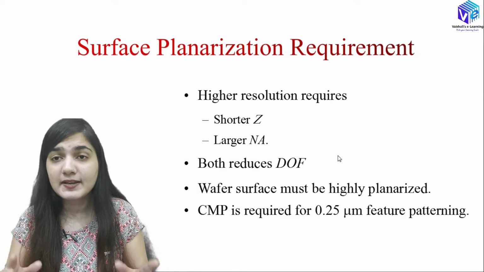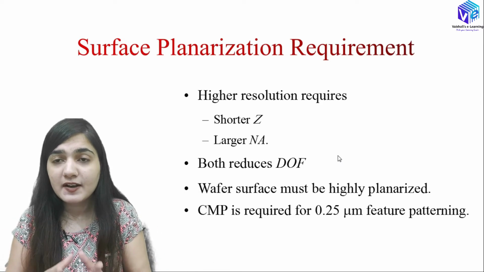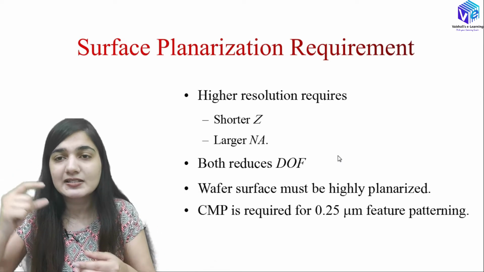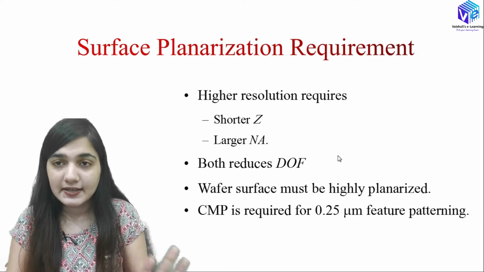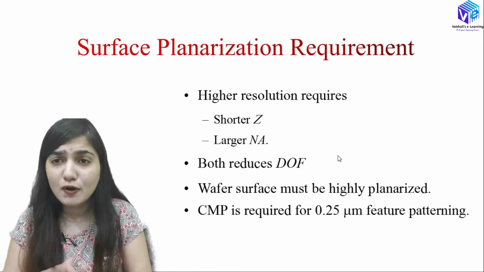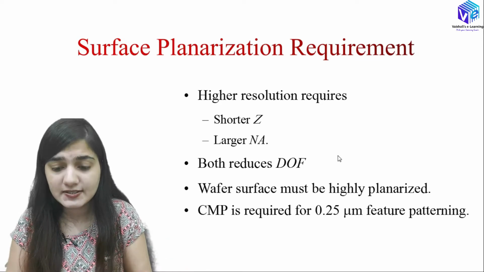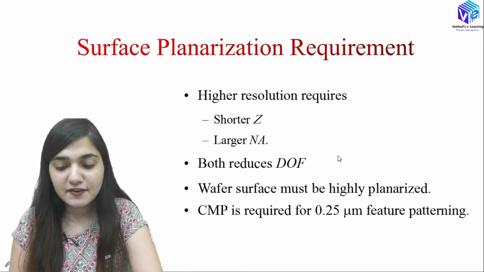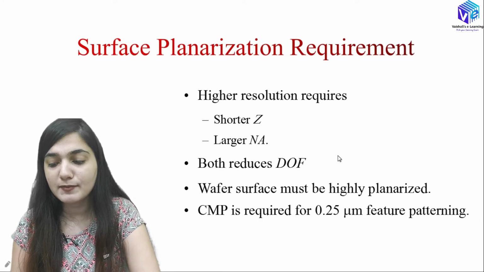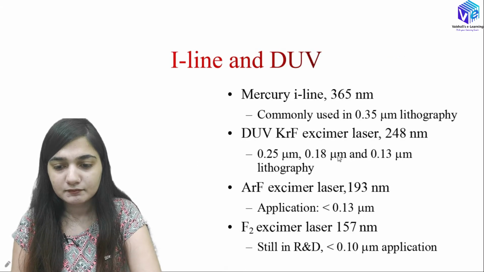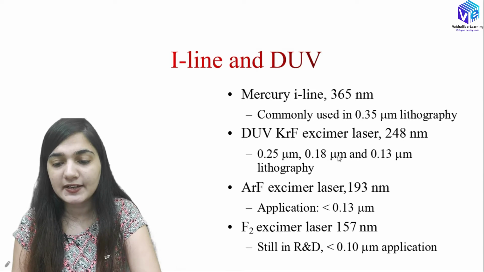If it is not planarized, then there will be difficulty in adjusting the lens, the wafer, the light source and the reticle as well. All of these things should be adjusted, and for that the wafer surface must be highly planarized. So chemical mechanical polishing is required for 0.25 micrometer feature patterning.